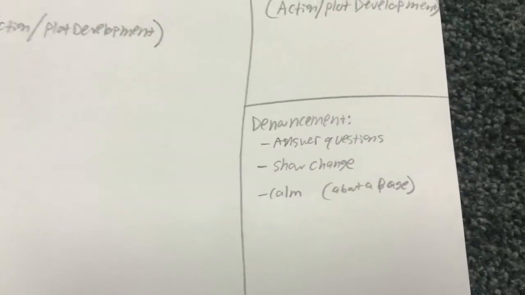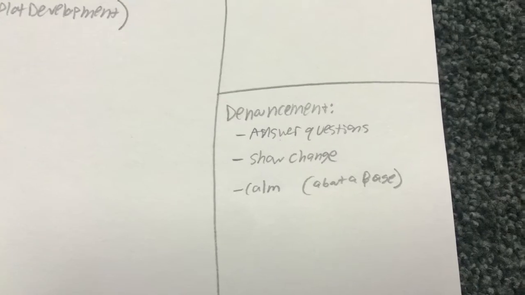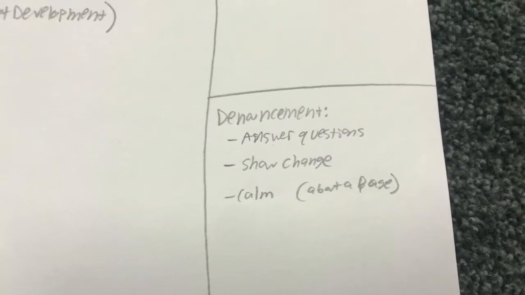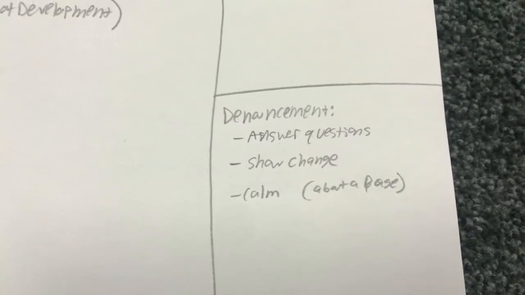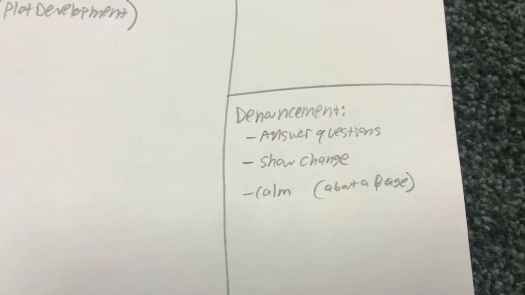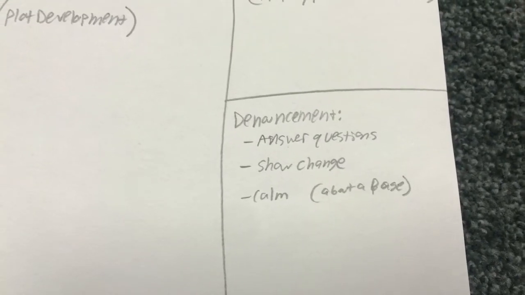Last part is very important. It's a little short, but it's very important: the denouncement. This is usually about a page. In comic books, you only have about 23 pages, so the denouncement is very, very short.